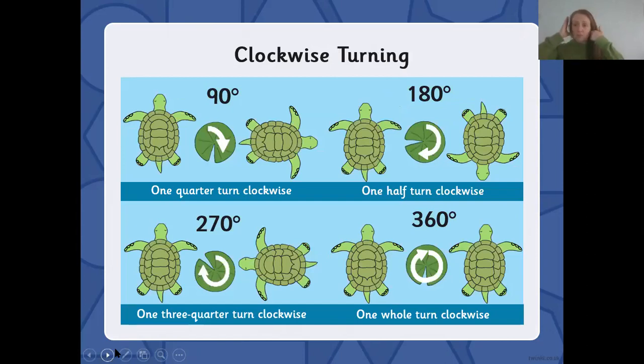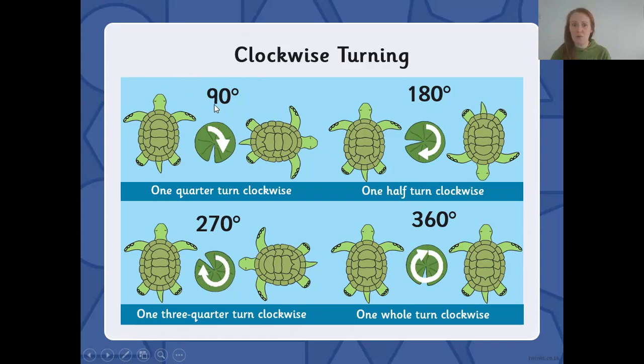Okay, so when we're measuring angles, we talk about angles in degrees. Now, we're not going to be measuring angles in year 3, but it's good to know in preparation for year 4. A 1/4 turn we call 90 degrees. That's a right angle. A right angle is always 90 degrees when we're measuring angles. That means that half a turn, which is 2/4, is 180.